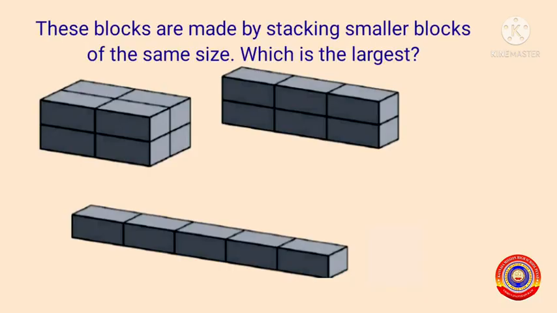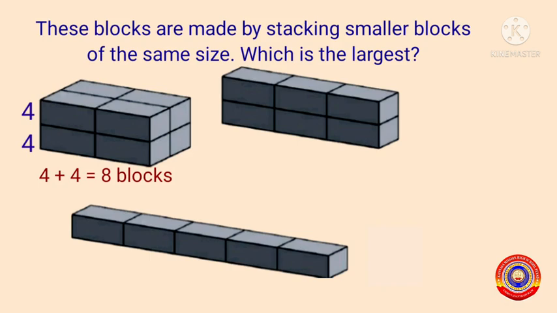Now, these blocks are made by stacking smaller blocks of the same size. Which is the largest? By counting the small blocks in each rectangular block, we shall find out which is the largest one. In the first rectangular block, there are 4 small blocks in the top layer and 4 small blocks in the bottom layer. This makes a total of 4 plus 4, that is equal to 8 blocks.